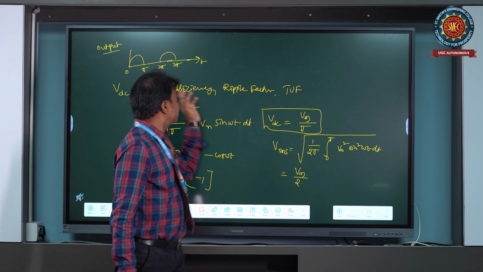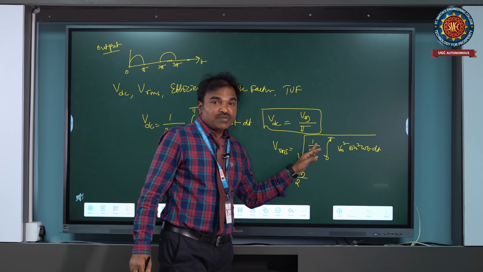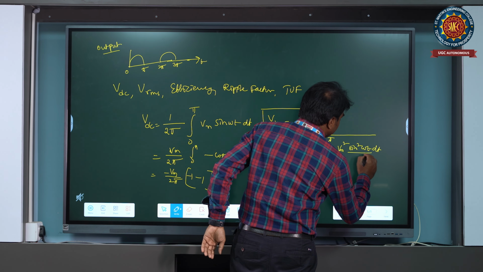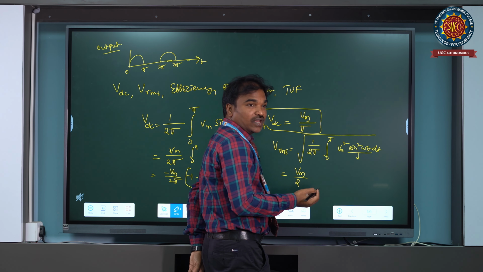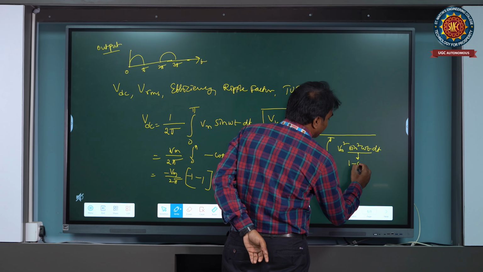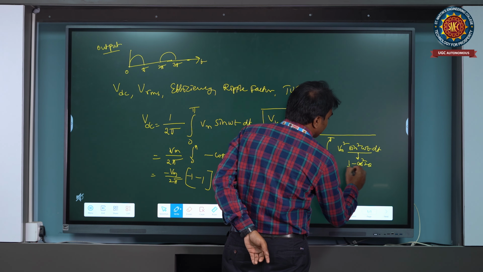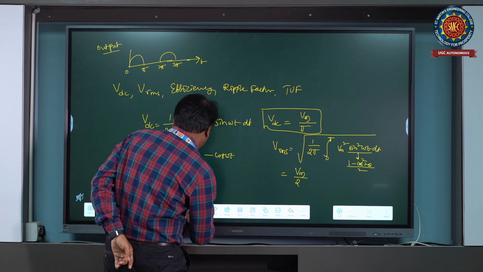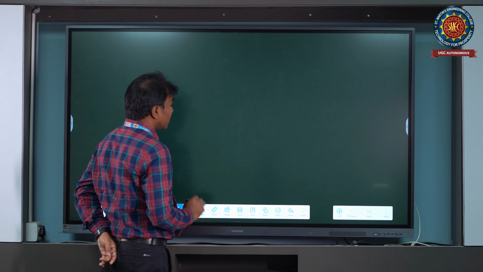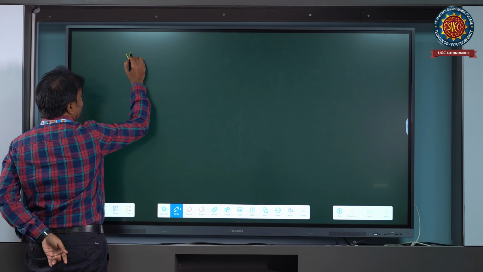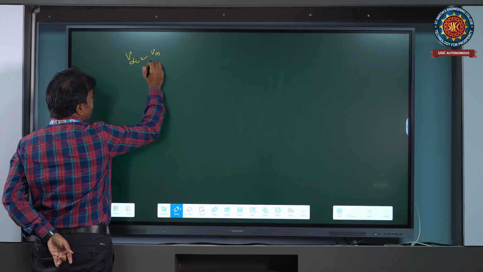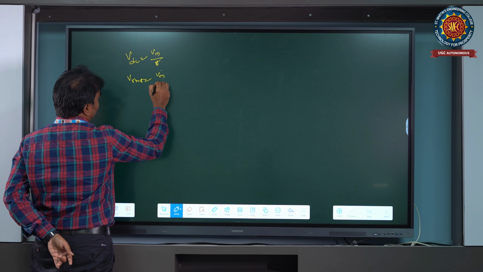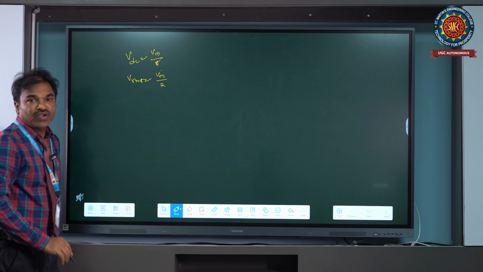Now from 0 to pi only is the output. So for the AC part, Vm square sin square omega t. In place of sin square omega t, you can substitute sin square theta equals 1 minus cos 2 theta by 2. Now what is the value we got? VDC equal to Vm by pi, VRMS equal to Vm by 2.